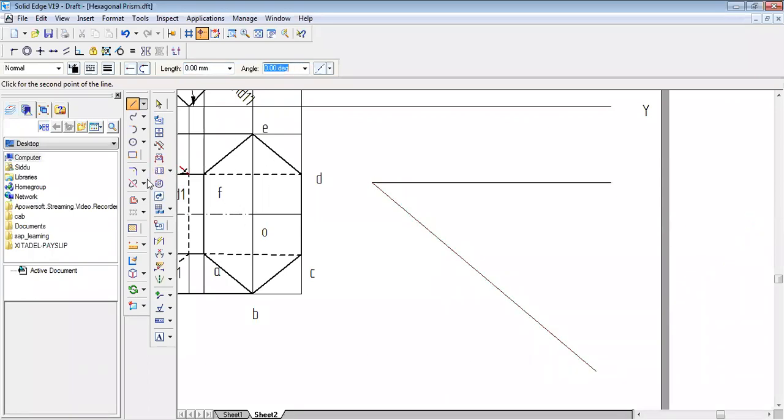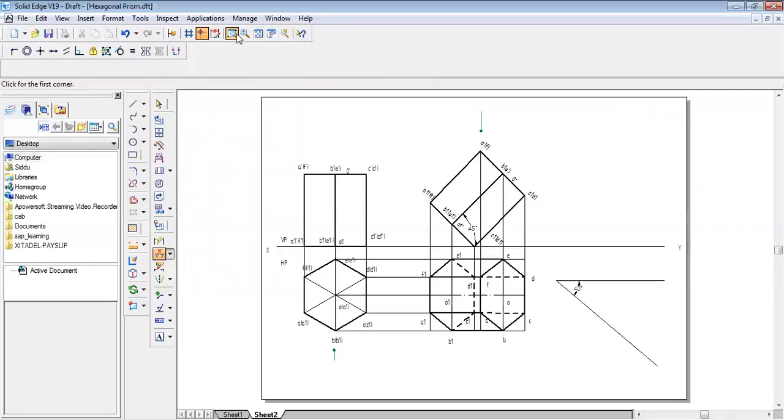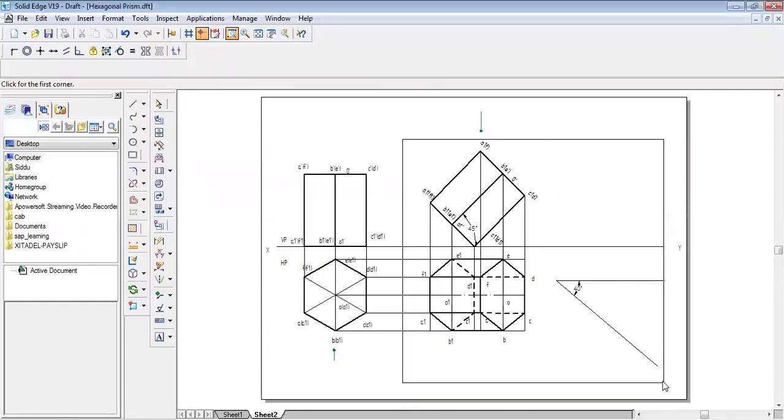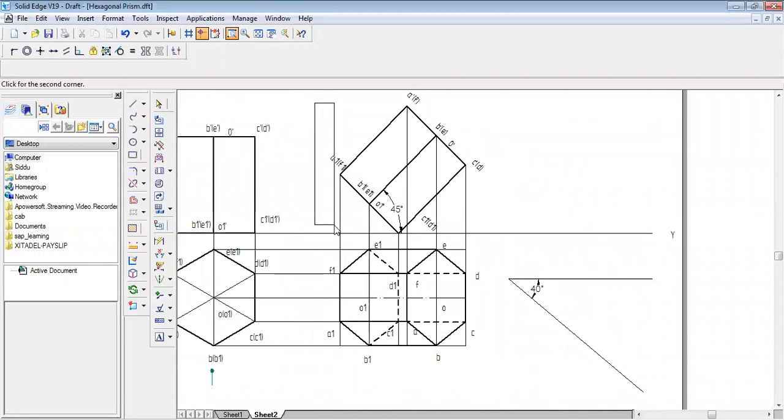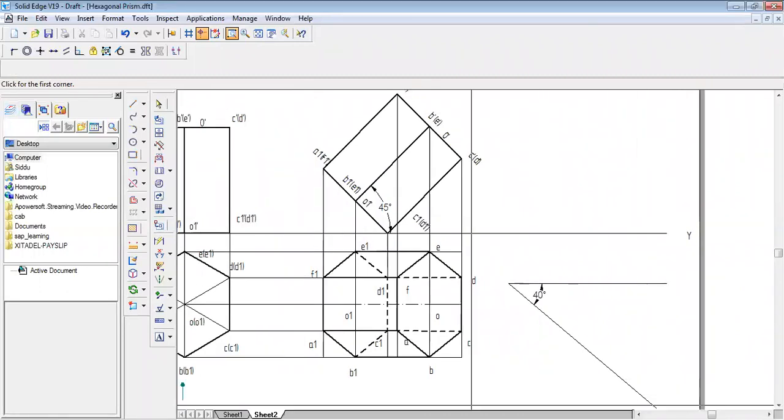Show the angle immediately. That is the angle between these two, it is 40 degree. Correct, no? So now what exactly we are going to place over this 40 degree line is important rather than anything.